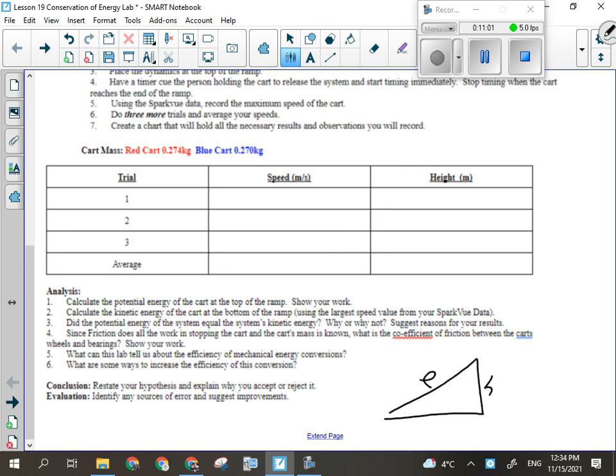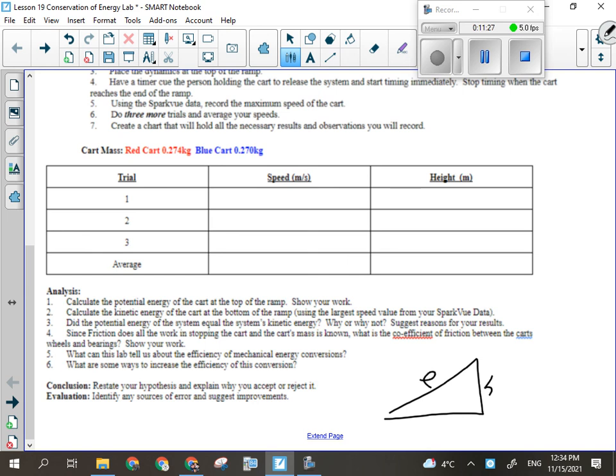Number 5, what can this lab tell us about the efficiency of mechanical energy conversions? That's just something for you to think about and then write something about. Are they efficient? Are they not? Does that have implications? What are some ways to increase the efficiency of that conversion? Just come up with a few ideas as to how could you make more of the potential energy become kinetic as the cart goes down the ramp.